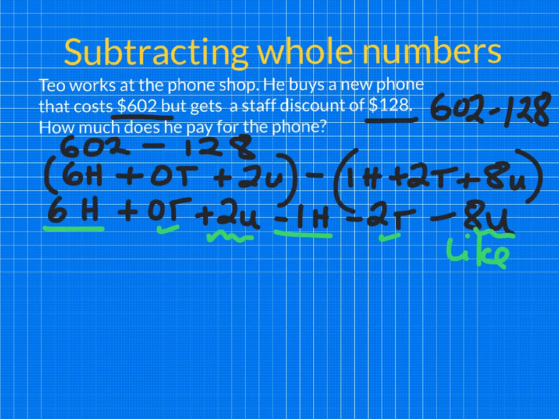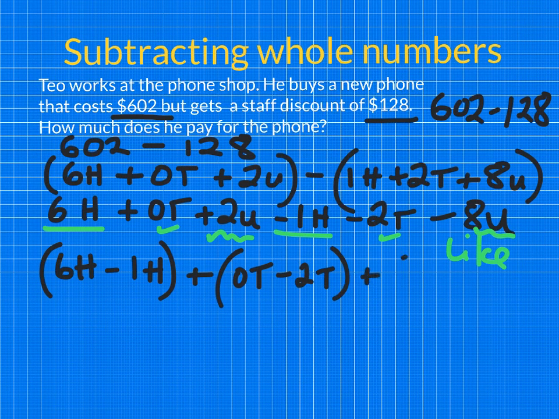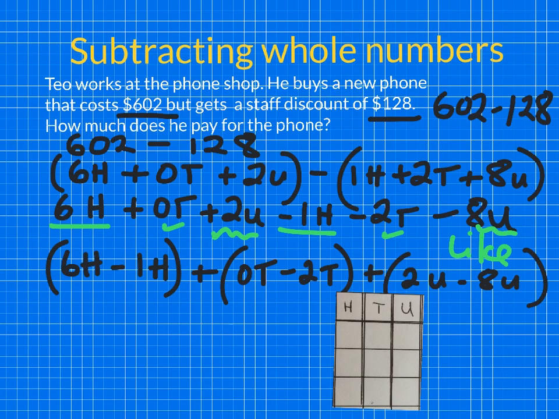Let's rearrange it and gather together those terms that are like each other. We'll keep them in brackets so it's clearer to see what's what. 6h's minus 1h, and 0t's minus 2t's, and 2u's minus 8u's. 6h's minus 1h makes 5h. 0 tens take away 2 makes minus 2 tens. And 2u's take away 8u's makes minus 6u's.